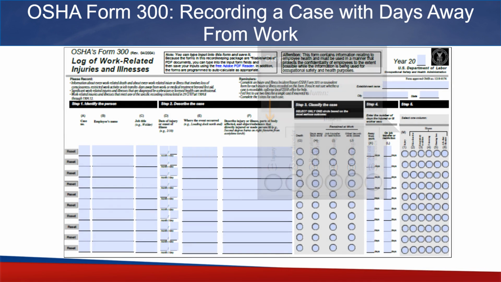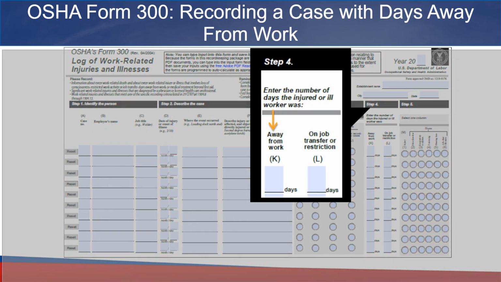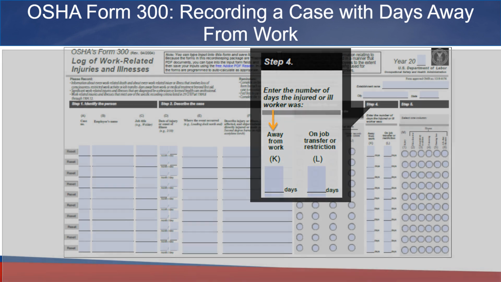When counting days, be sure to count the days the employee would not have been able to work, regardless of whether he or she was scheduled to work. This would include weekends and holidays. Do not count the day of the injury. If the day count reaches 180 calendar days, you may stop counting subsequent days and enter 180 in column K.